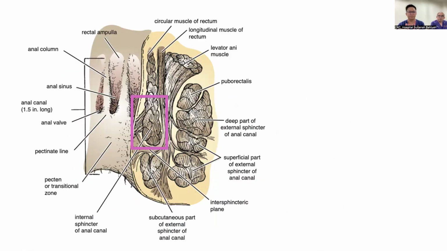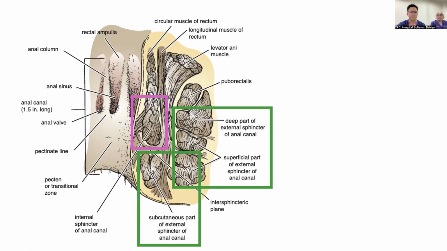So let's take a deeper zoom into how it looks from cross-sectional imaging. Again, in purple over here in this box, you see the internal anal sphincter. And for the external anal sphincter, you have the subcutaneous at the lowest portion, the superficial part, and also the deep part.